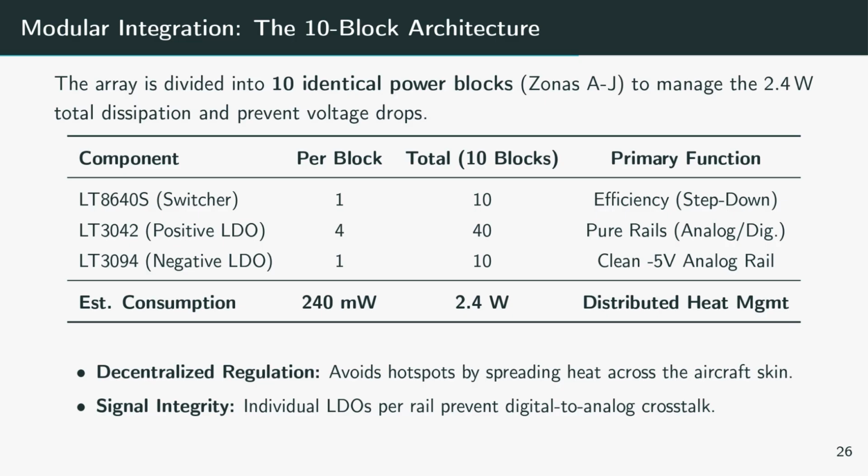To finish, we organized the array into 10 identical power blocks. Instead of having one big power supply in the middle, we distributed 60 small regulators across the 5-meter strip. This decentralized architecture is vital for two reasons.